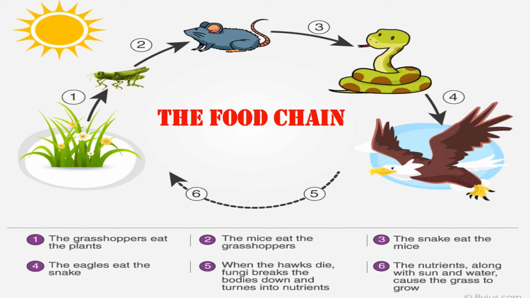When the hawk dies, fungi break the body down and turn it into nutrients. The nutrients, along with sun and water, cause the grass to grow again. So this is how the food chain works. Now every link over here is very important, and it forms like a chain, and that is why the name is given as food chain.